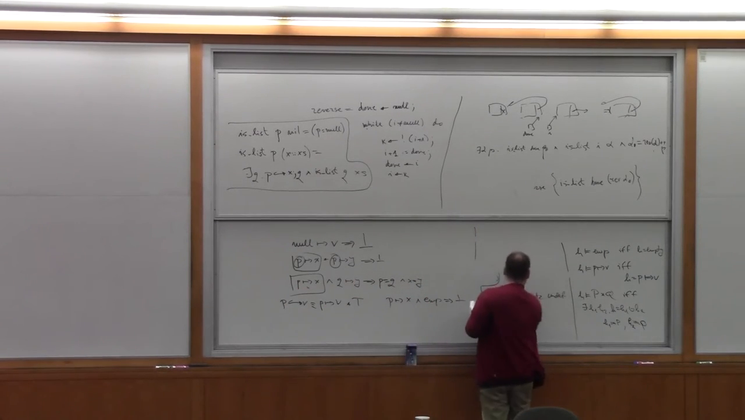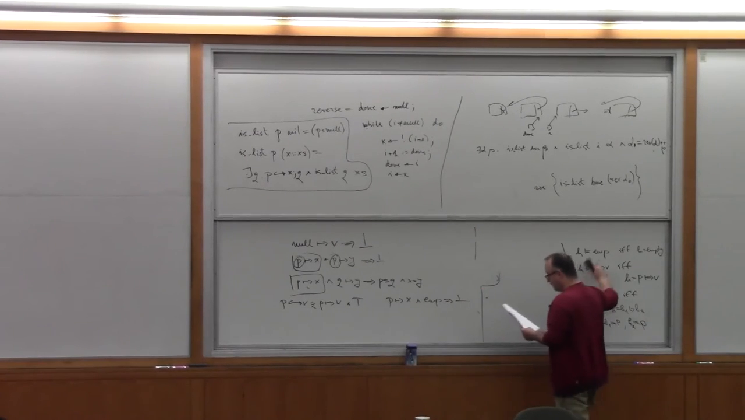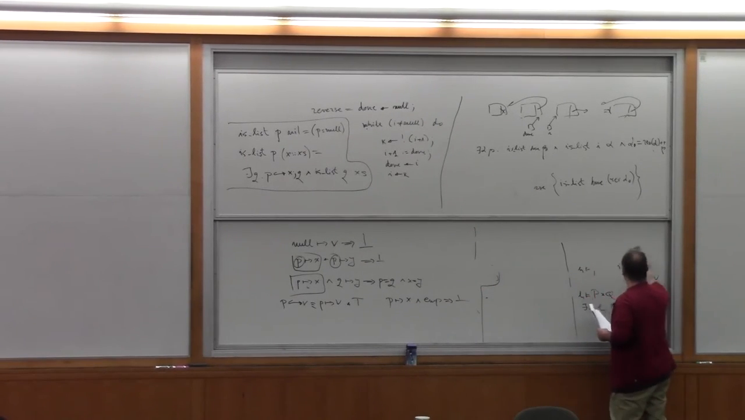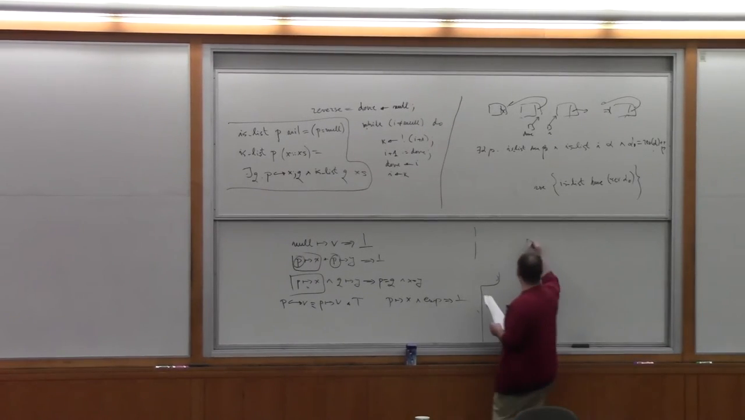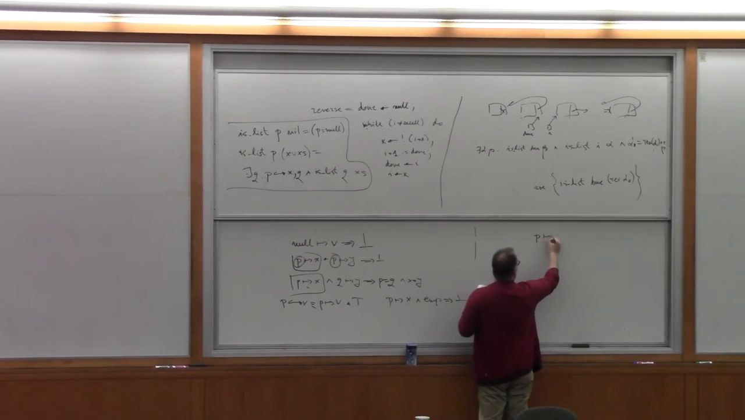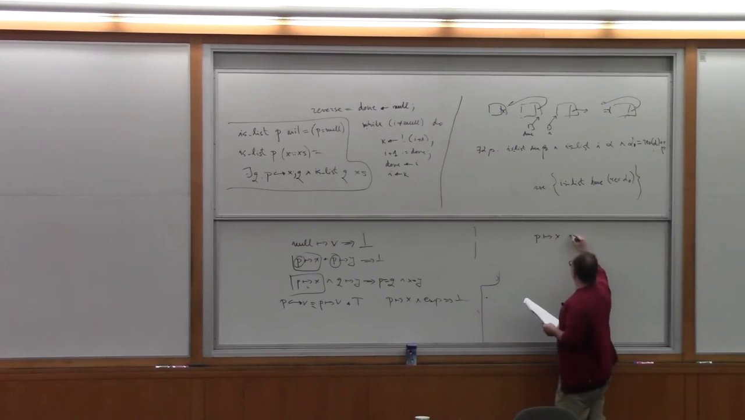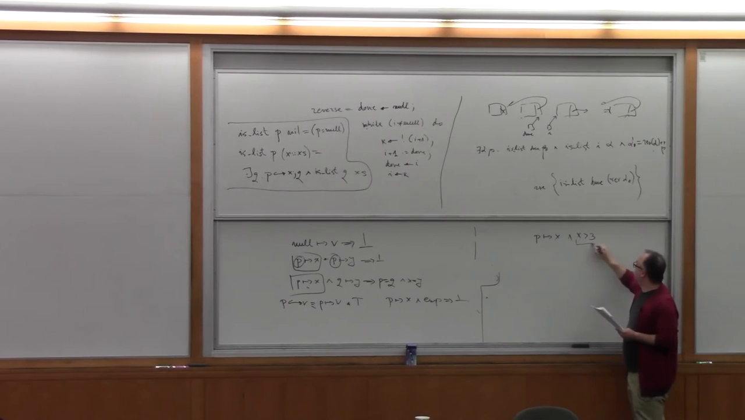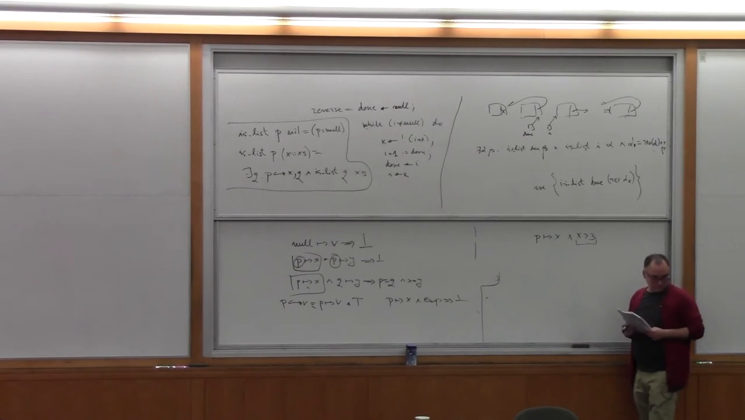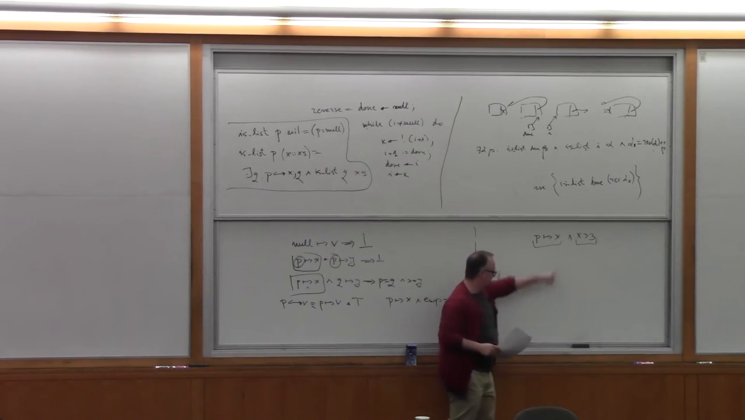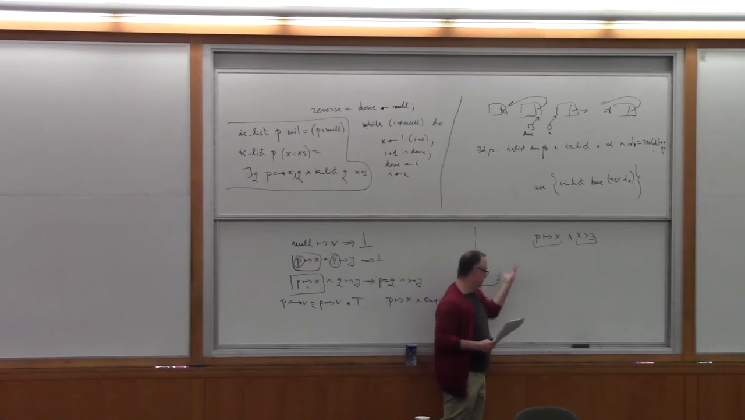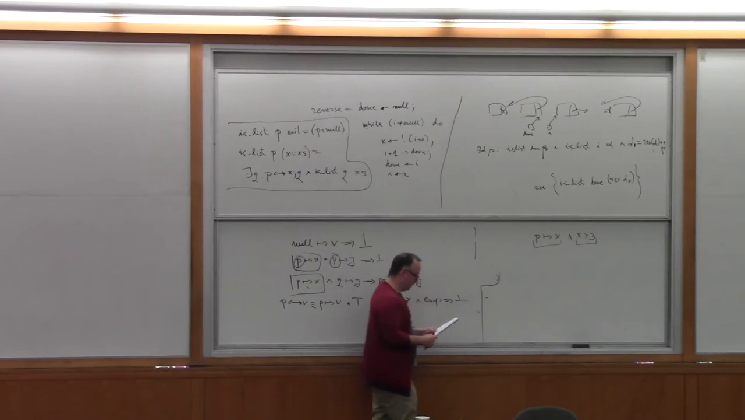So now we have an interesting class of propositions, which is pure ones that don't talk about heaps at all. For example, I can combine things like P points to X and X bigger than 3. This guy is pure. This guy is not pure because it talks about the heap. But that one doesn't talk about the heap at all, so it holds independently of what the underlying heap is.